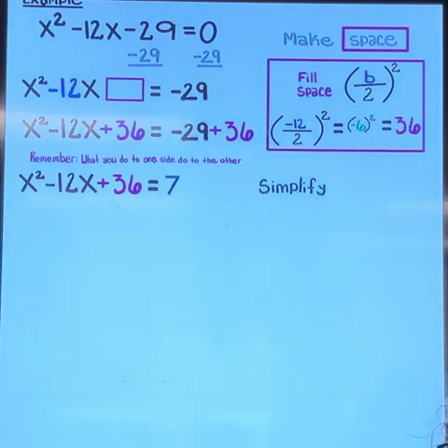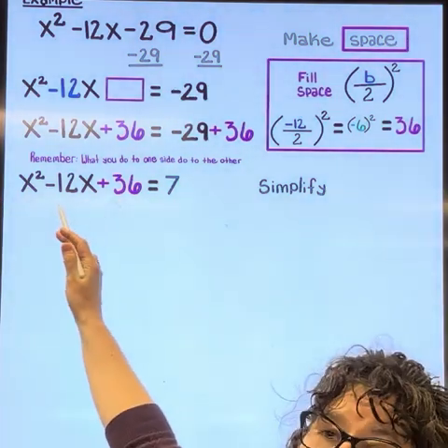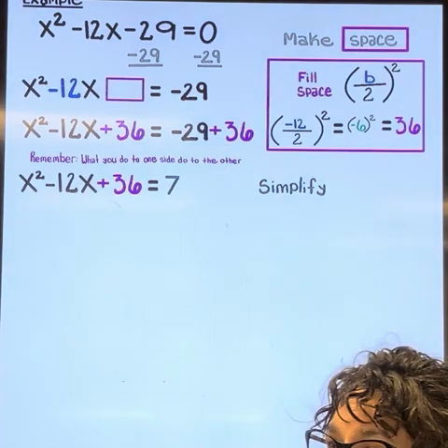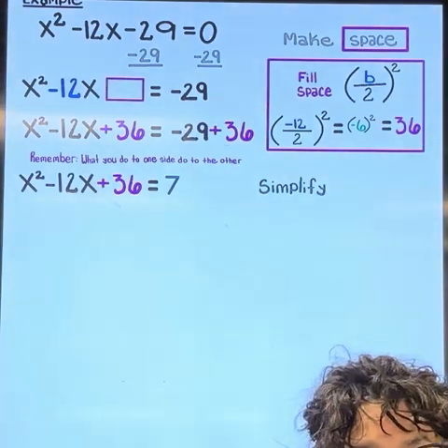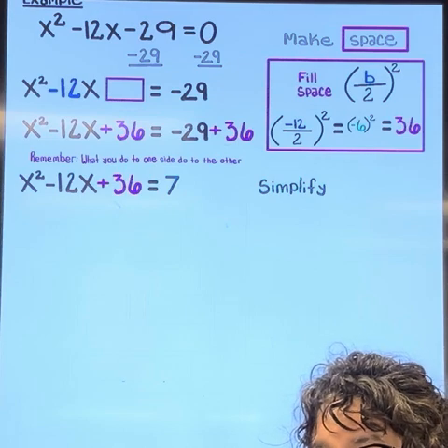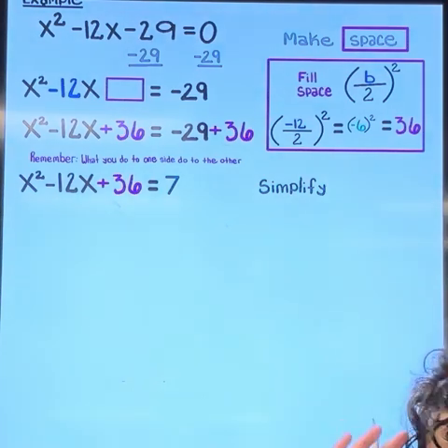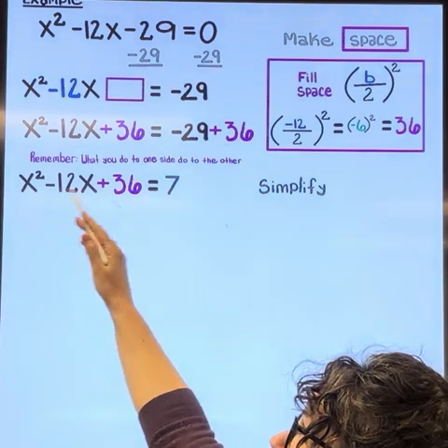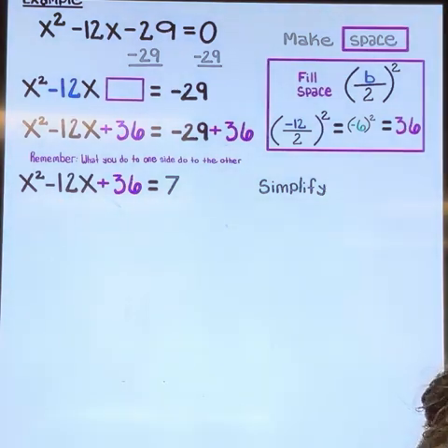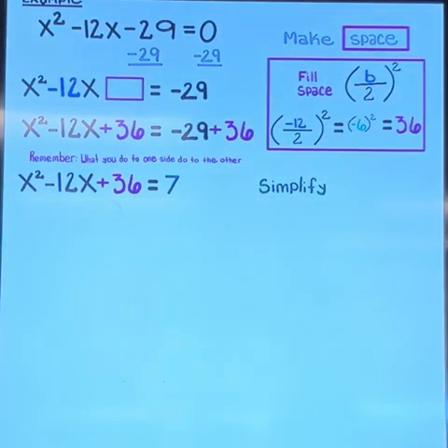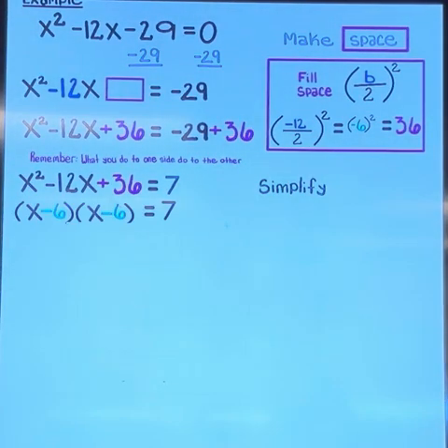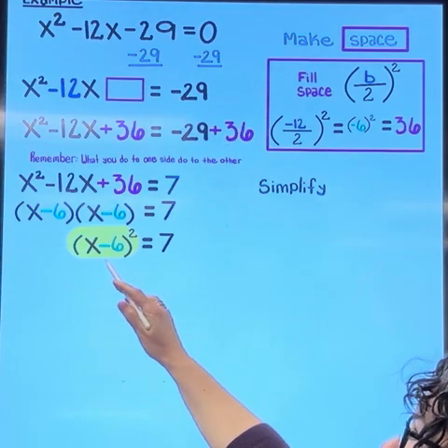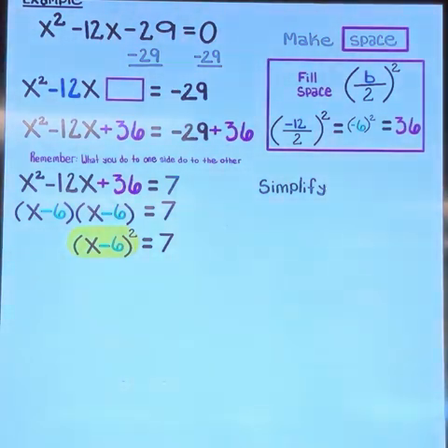Okay, so now we've forced a perfect square. You can factor this any way you want. You have lots of methods of factoring. I'm going to show you a shortcut in a second, but if you were multiplying or factoring this, you would end up getting x minus 6 multiplied by x minus 6. They're identical, so that means you have x minus 6 quantity squared.